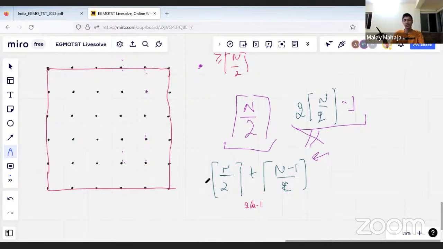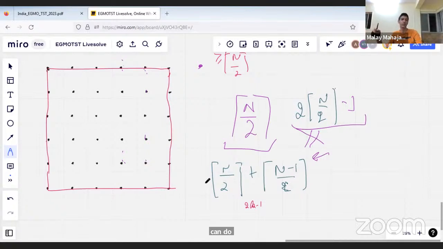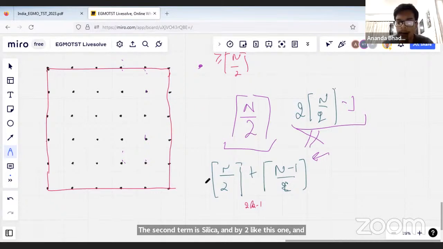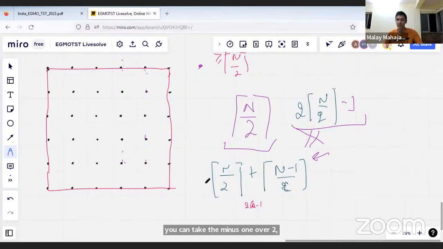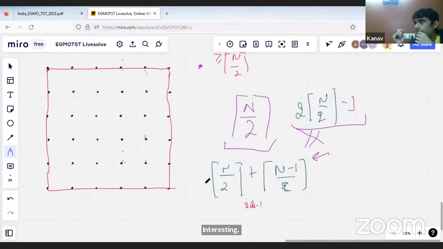Does n minus 2 work there? Like ceiling of n by 2 plus ceiling of n minus 2 by 2. Yeah, that works because you can write the second term as ceiling of n by 2 minus 1 and you can take the minus 1 out. Yeah, so here you want 2. Here you wanted 2. When you reach the last column.